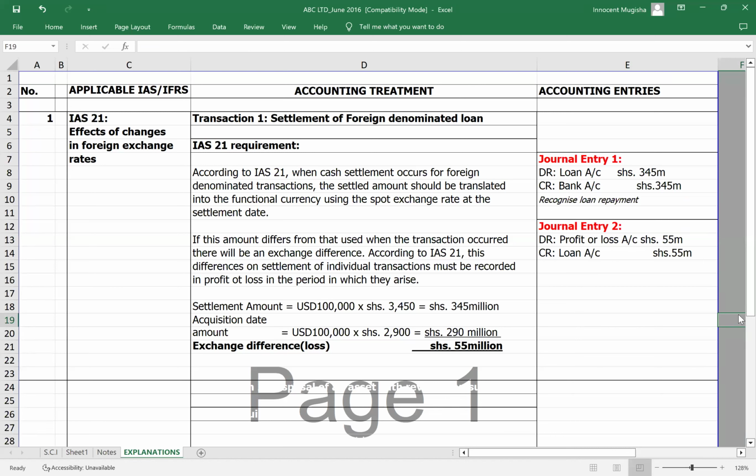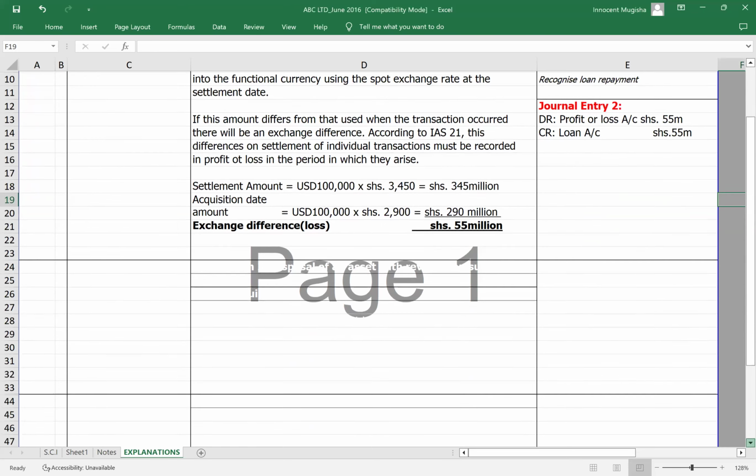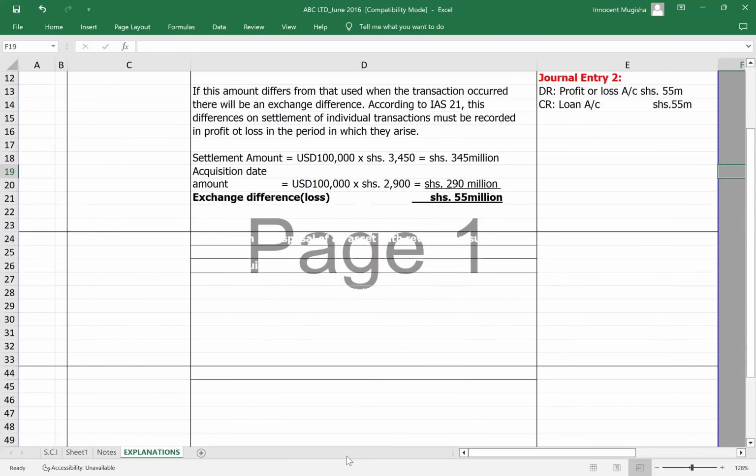I'll give you some 5 minutes to look at it. If you're satisfied, if everything is okay and you have no question, type in the chat, continue, so that we can proceed. Okay, so that is our number one. Next, we move to the second one.